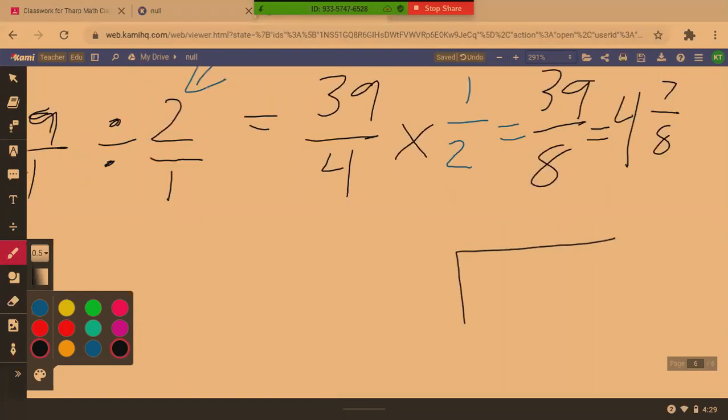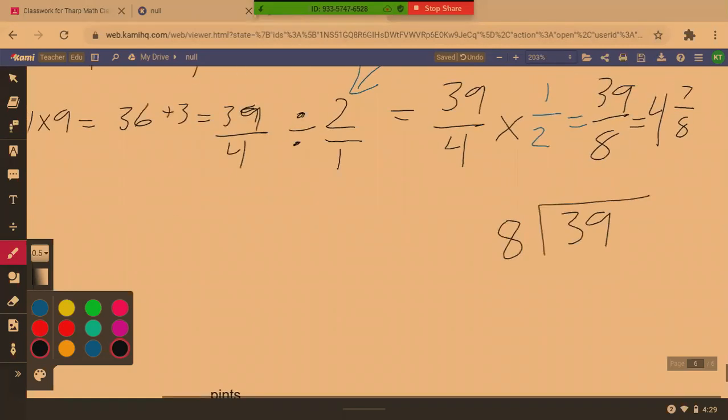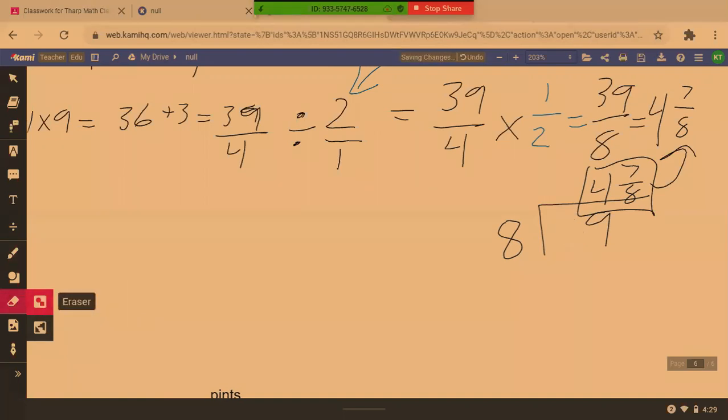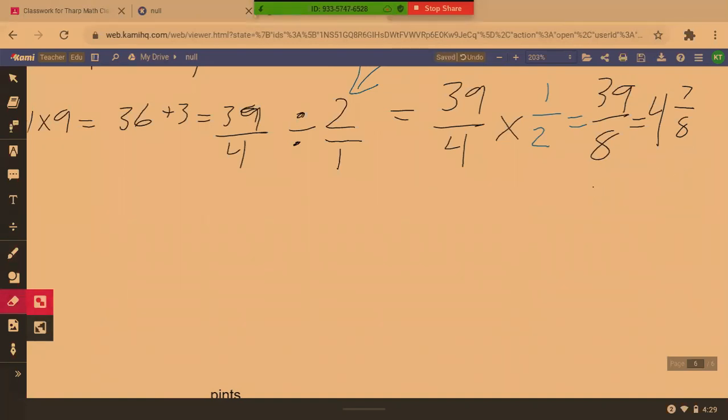I just did 39 divided by 8. How many times does 8 go into 39? 4 times. 4 times 8 equals 32. I'm going to subtract that, and I'm left with 7. 7 is my remainder. So 7 over 8. That is how I got 4 and 7 over 8. I turned an improper fraction into a mixed number.